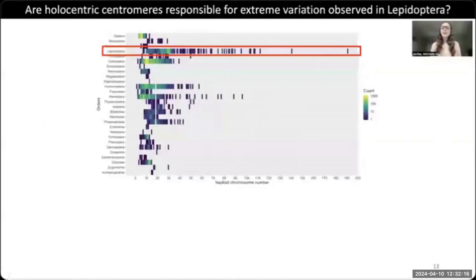And so in this plot, I again have haploid chromosome number along that horizontal axis, and then each row is an insect order. And Lepidoptera is conveniently highlighted in that red box. And again, you'll remember that the range of chromosome numbers in Lepidoptera is from 5 to all the way more than 200. And pictured in this plot, I really just want you to take in that when we look at this order in relation to all of the other orders in insects, you can see that it's taking in the full span of chromosome numbers that we observe in insects.